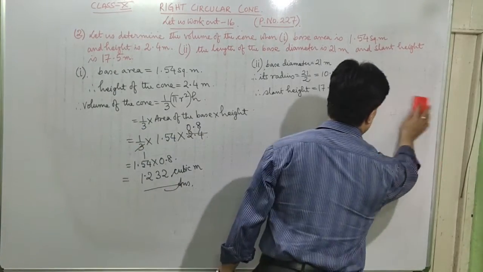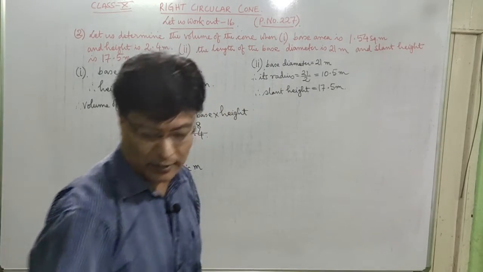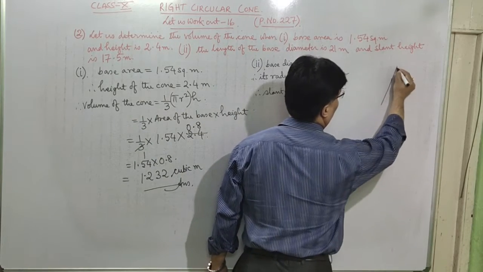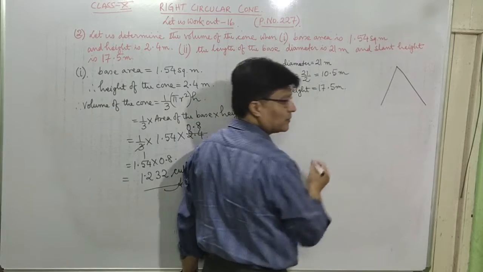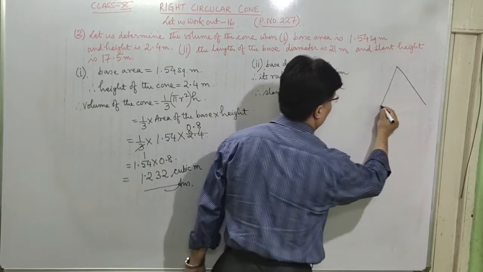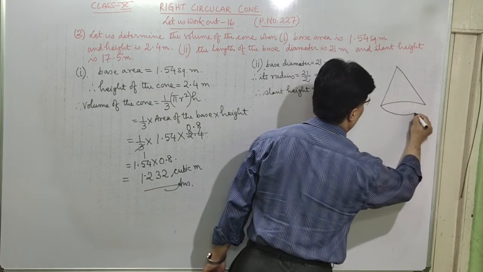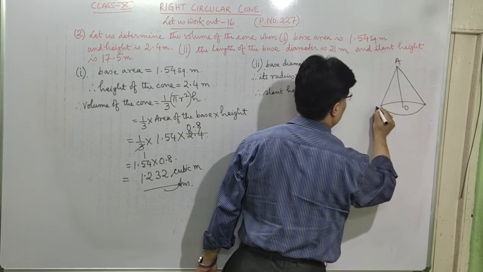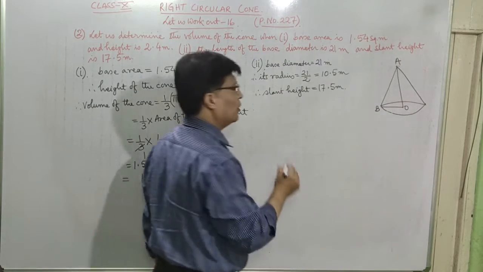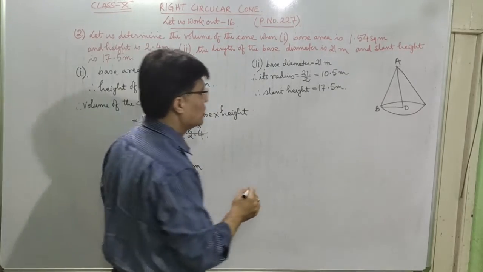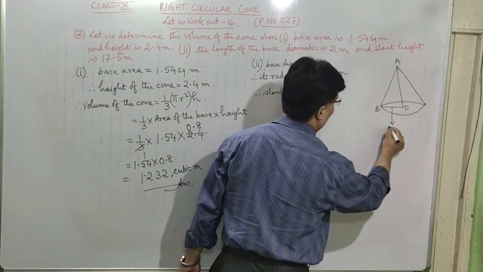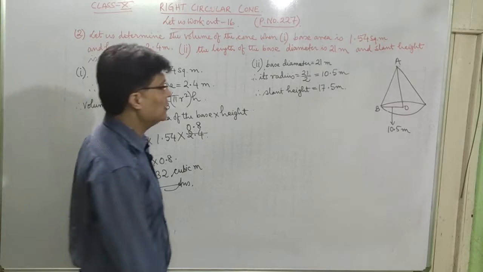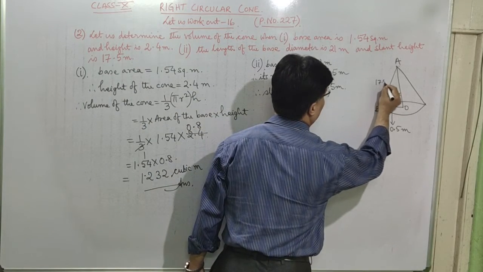So let us draw the figure again. Let us draw this cone. So this is your cone, with the circular base, and this is the height AO. This point is B. So AO is the height of the cone and OB is the radius. What is OB? OB is 10.5 meter. And the slant height is 17.5 meter.